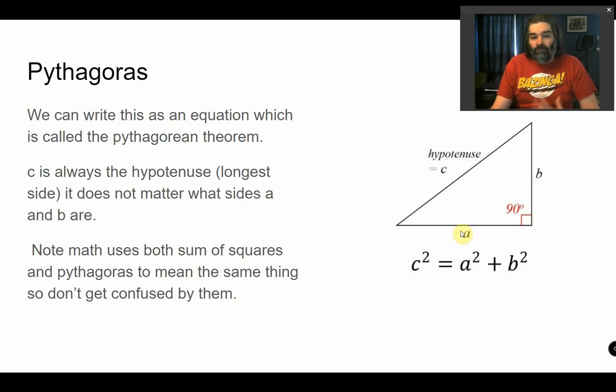So, just remember though, math uses both sum of squares and Pythagoras to mean the same thing. So if you ever see someone say sum of squares, it just means you're using the Pythagorean theorem. If it says Pythagorean theorem, it means you're using sum of squares. It's literally two words for the exact same thing.